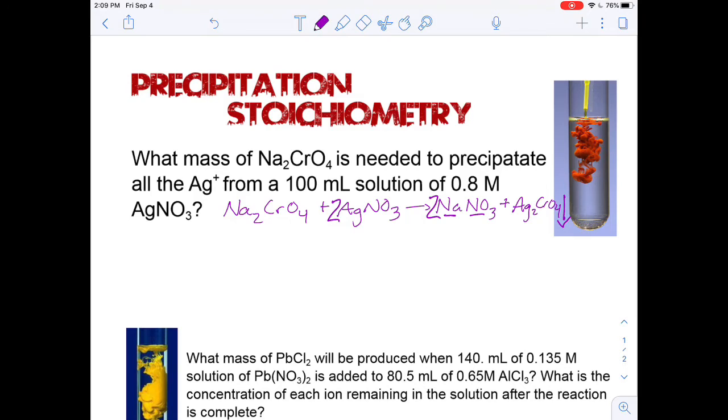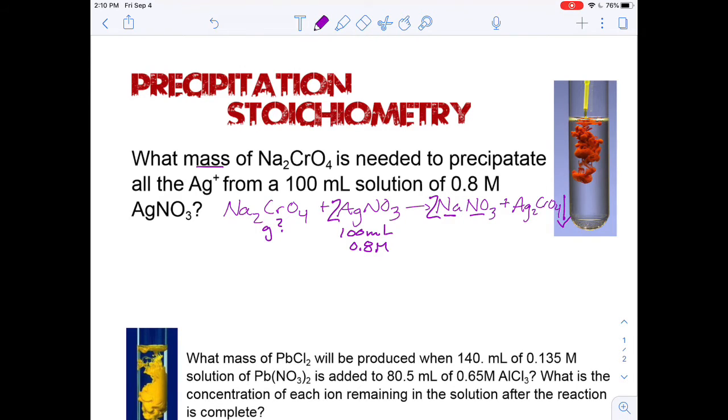So I like to organize my information. Right now it seems confusing. I have 100 mL of my silver solution, and I'm saying it's 0.8 molar. We'll talk about what that means in a moment. And the question is, what is the mass of my sodium chromate?